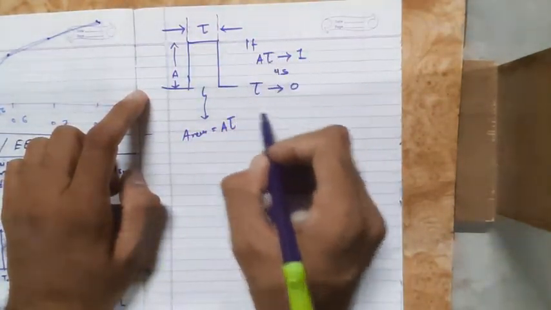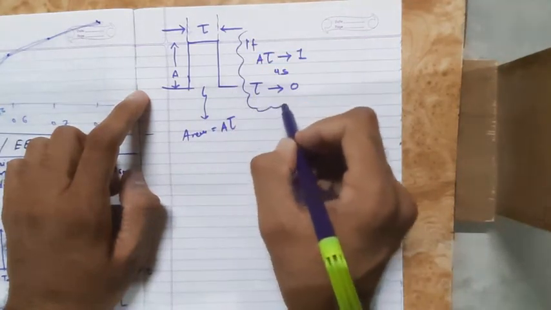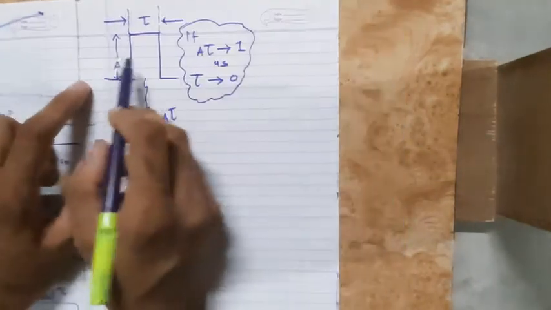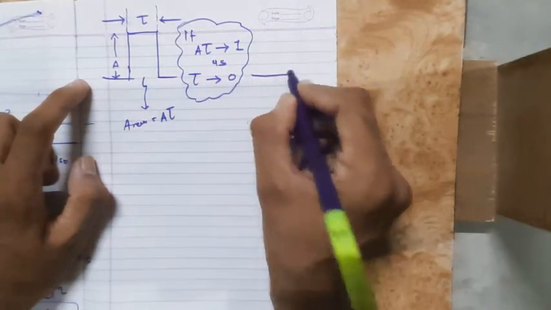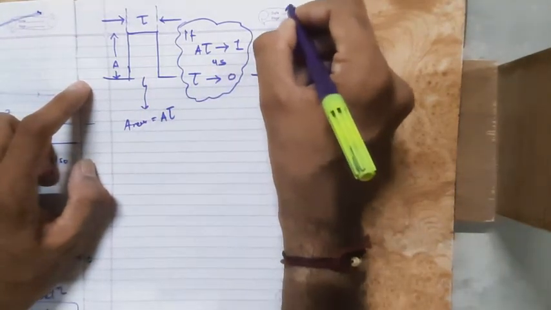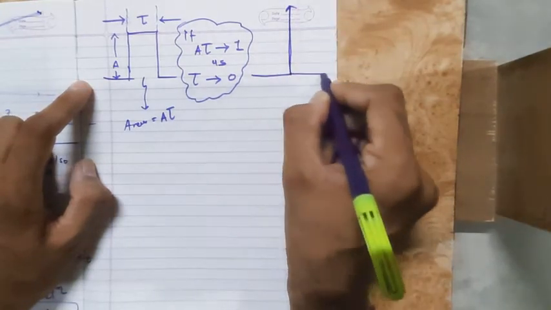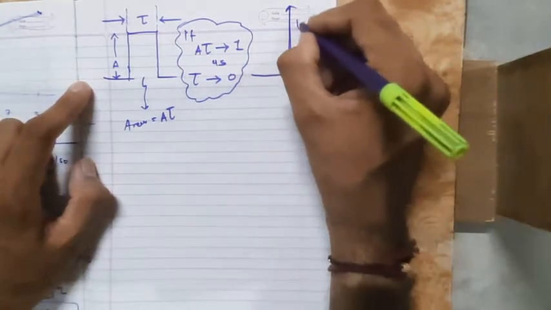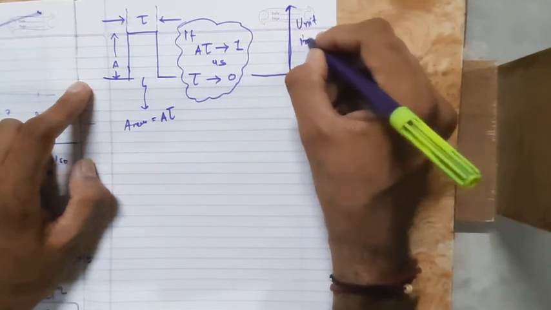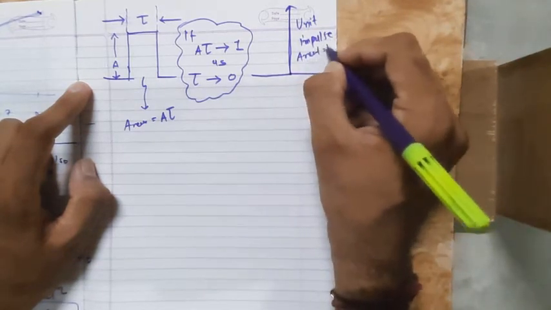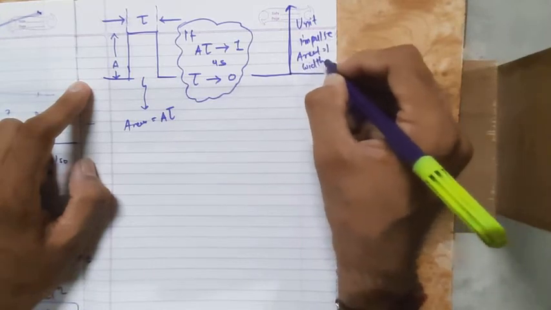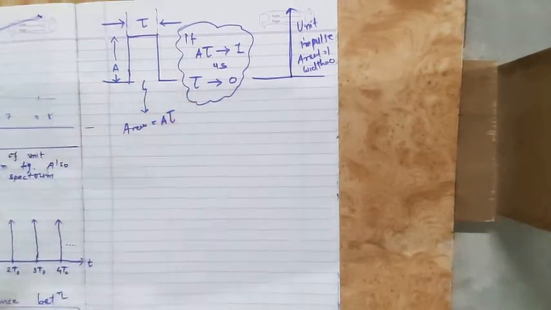So if this condition is followed, if and only if, then this pulse will become an impulse. And this is what we call the unit impulse. Area is equal to 1 and width is equal to 0. This is the definition of the unit impulse.